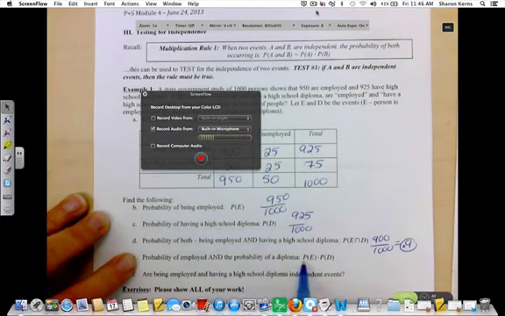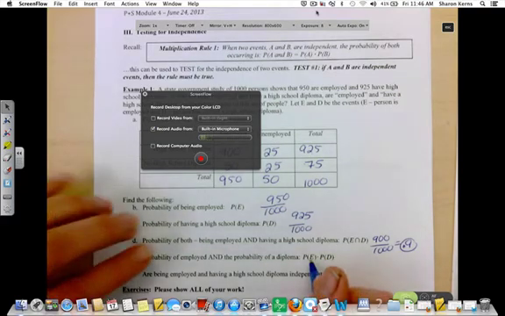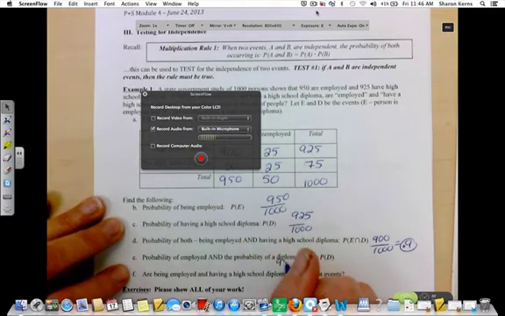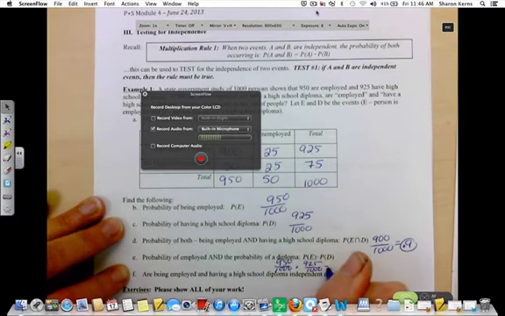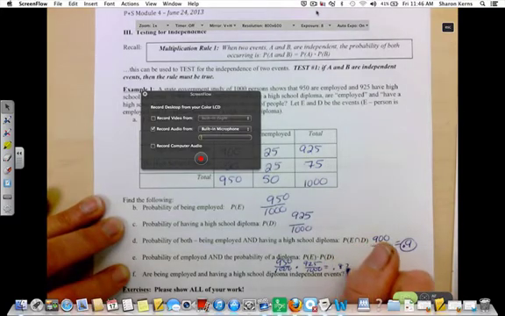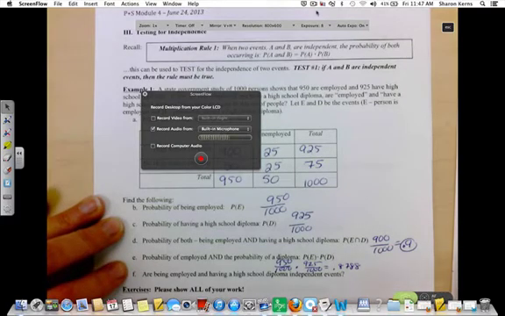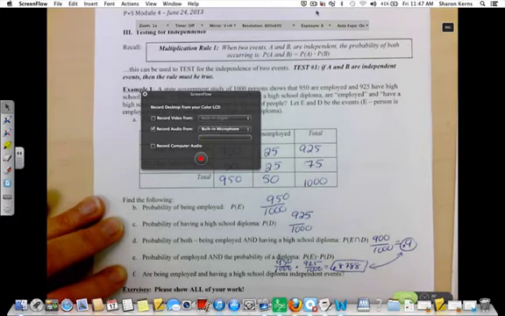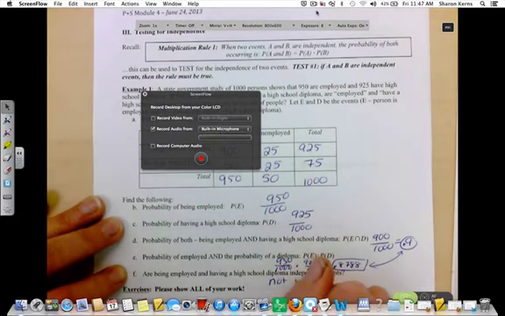What about if we check to see the probability of being employed times the probability of having a diploma? So if we multiply these two above, 950 over 1,000 times 925 over 1,000, and multiply those two together, we get 0.8788. So I check to see, are these two probabilities equal to each other? And they're not. If they were equal to each other, I could say that they were independent events, but because the probabilities are different, they are not independent.